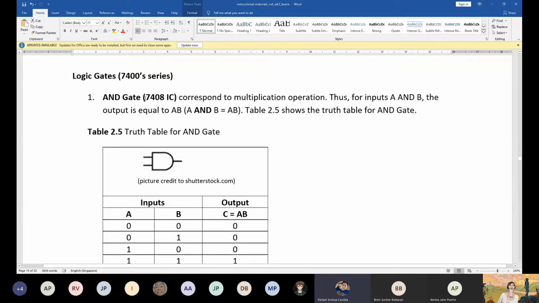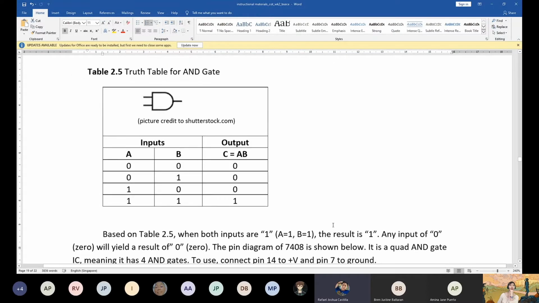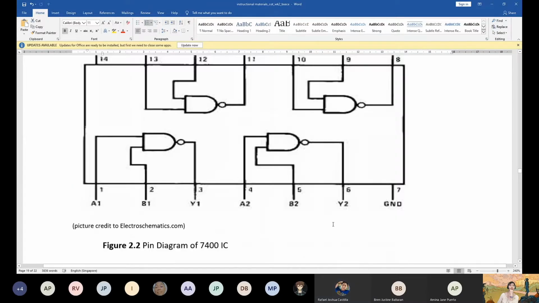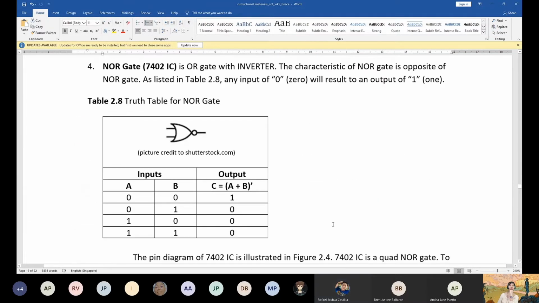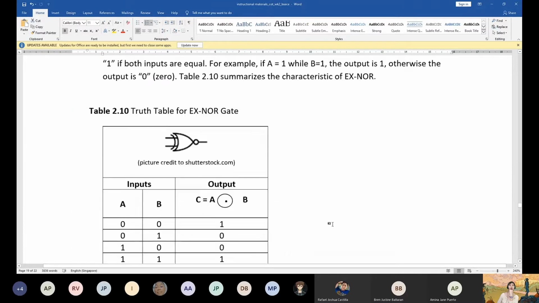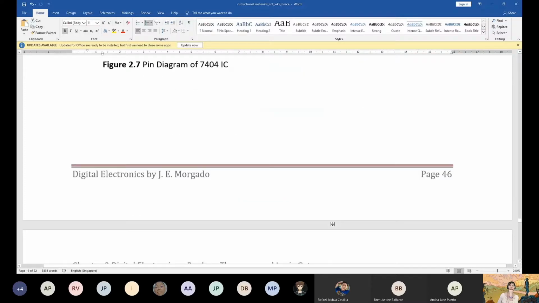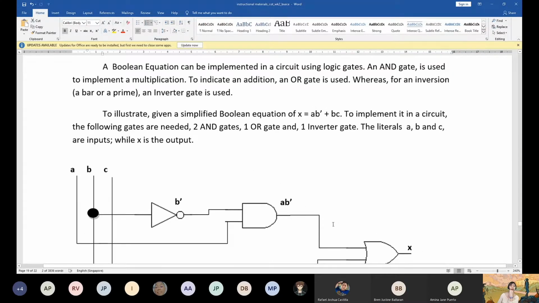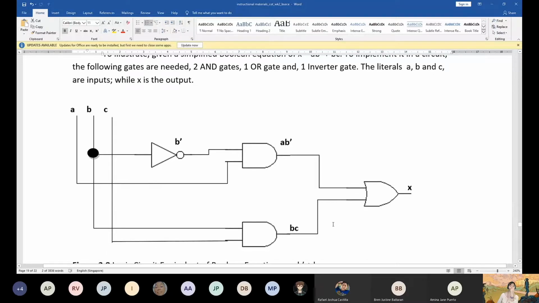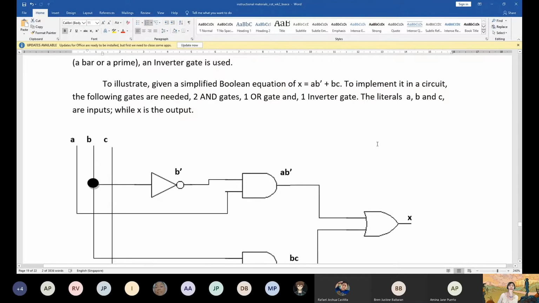It's 7408. Joke lang, ma'am. Okay, so it's 7408. So if we're going to buy ICs in, let's say, what do you call that store? I forgot already. Deco. Okay, so whenever you're going to buy ICs in Deco, you'll say 7408, 7404, 7400 IC.